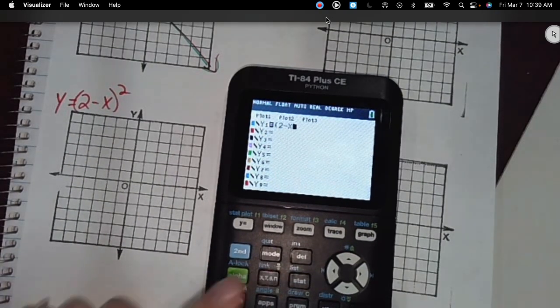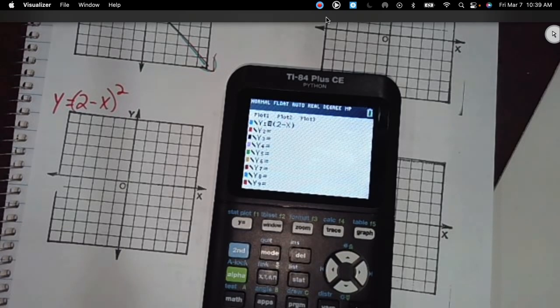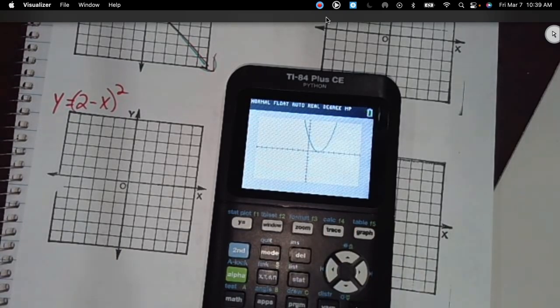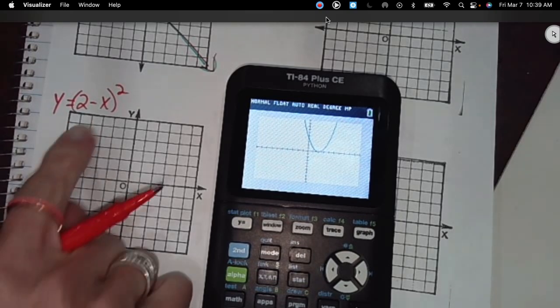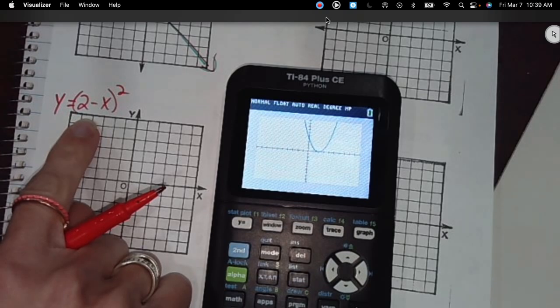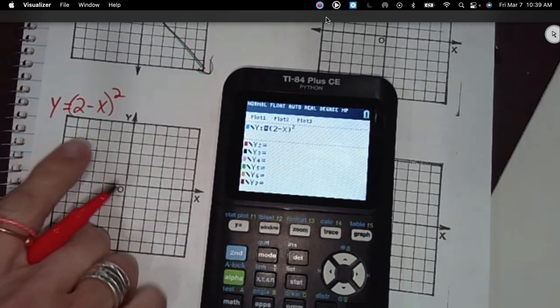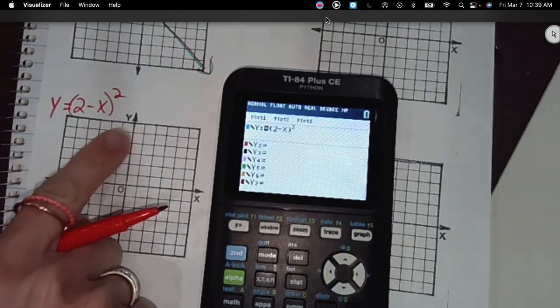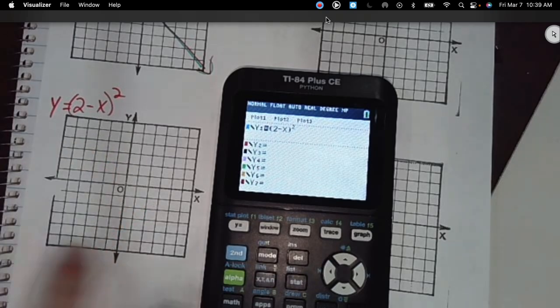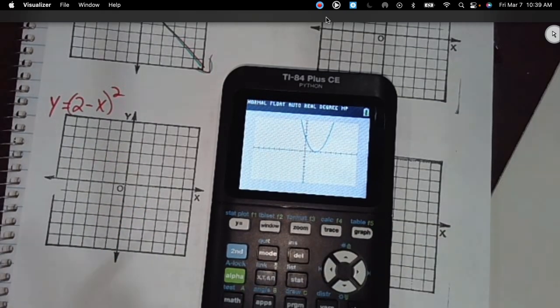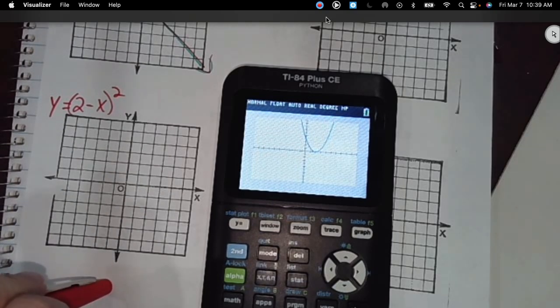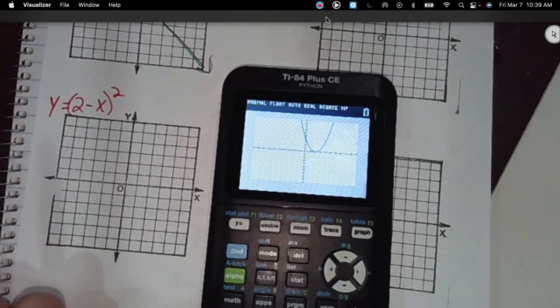2 minus x squared, it's okay. We all have our moments. We graph it and it had an x squared, so I knew it was going to be a parabola. If they have it in parentheses, you need to have it in parentheses. Look at mine, 2 minus x squared. Your calculator's only as smart as you are. It's going to graph exactly what you tell it. No, I've got to put like 18 parentheses. Oh yeah, no, yours is okay.